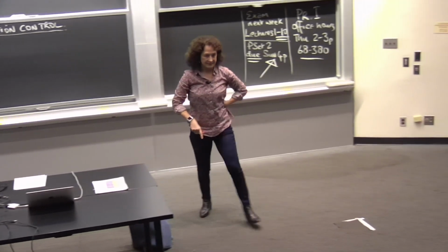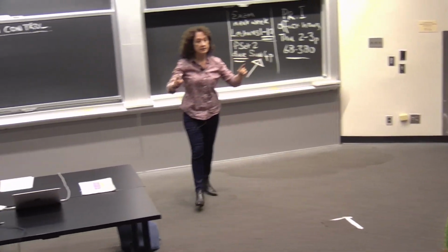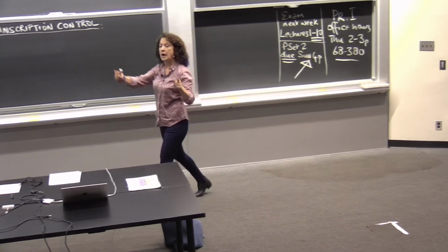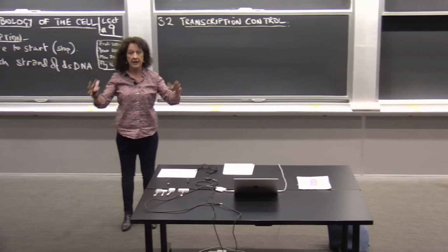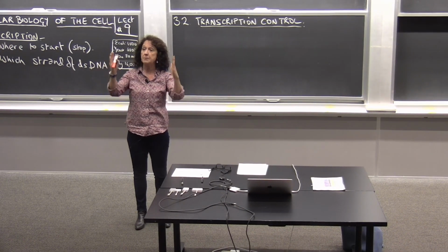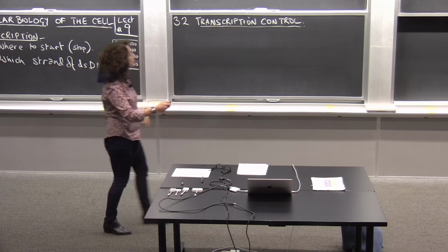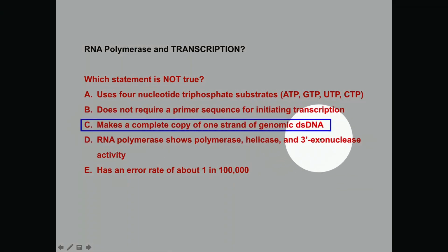Makes a complete copy of one strand of DNA. Okay, so the correct answer is that we only transcribe about 1.5% of the genomic DNA. We're not transcribing the whole thing. We're only transcribing the bits that we need to make proteins. So the correct answer is C, because we don't make a copy of the whole of the genomic DNA. But these are all right.